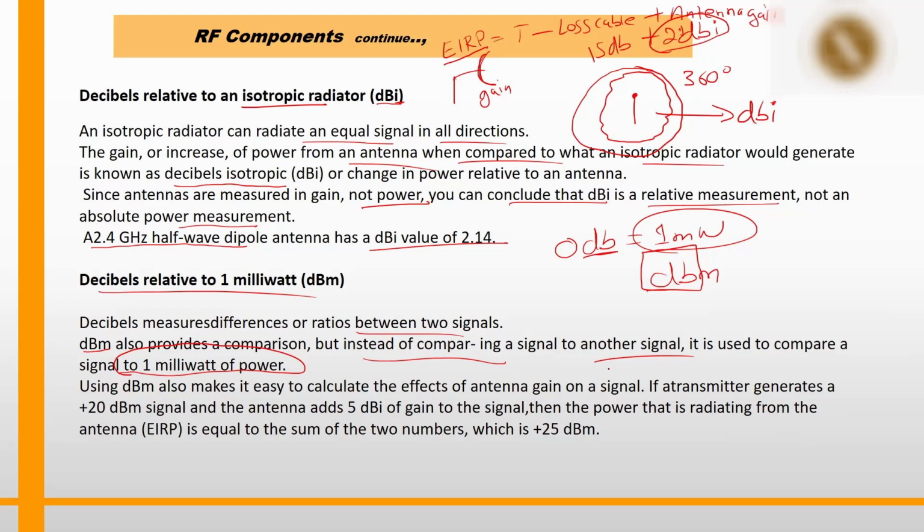If a transmitter generates a plus 20 dBm signal and the antenna adds 5 dBi of gain, then the power radiating, the EIRP, is equal to the sum of the two numbers, that is plus 25 dBm. So this is dBm, decibels relative to a milliwatt. That is 1 milliwatt. When you refer 0 dB to 1 milliwatt, the resulting power is nothing but dBm. Okay, so that's why we call it dBm.